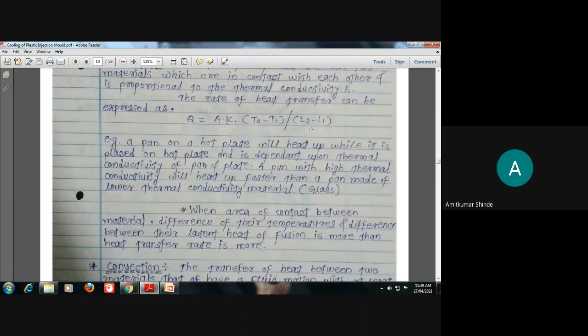Latent heat of fusion is nothing but the amount of energy required to change the phase of a material. In simple words, the amount of energy required. Suppose, for example, you want to convert ice into water, then it should absorb some energy. Some energy will be absorbed by that ice, and it will get transformed to water. That energy will be termed as latent heat of fusion.